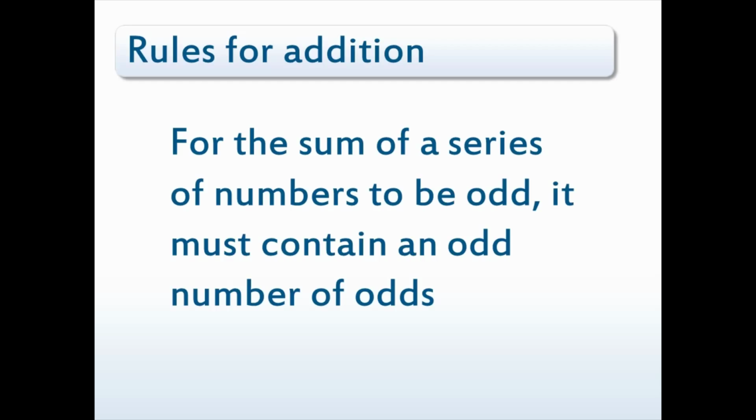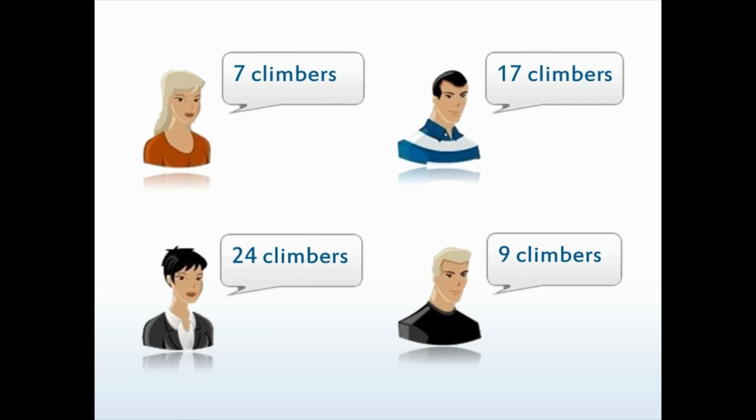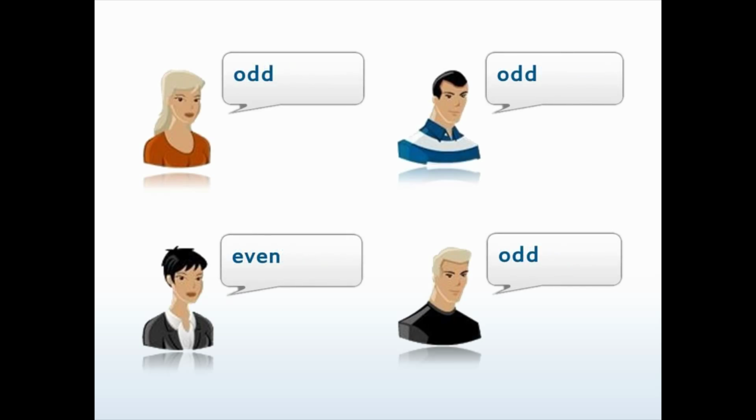Let's see how this rule applies to our rock climbing groups. Let's start by determining which of these groups contain odd and even numbers of climbers. So one of the groups contains an even number of climbers, and 3 of them contain an odd number of climbers. In other words, we have 3 odds, which is an odd number of odds, so the total number of climbers will be odd.